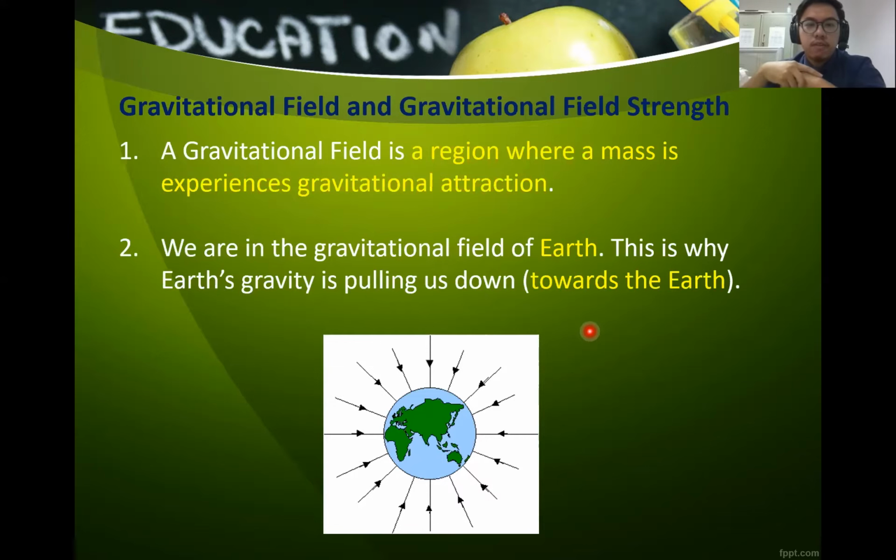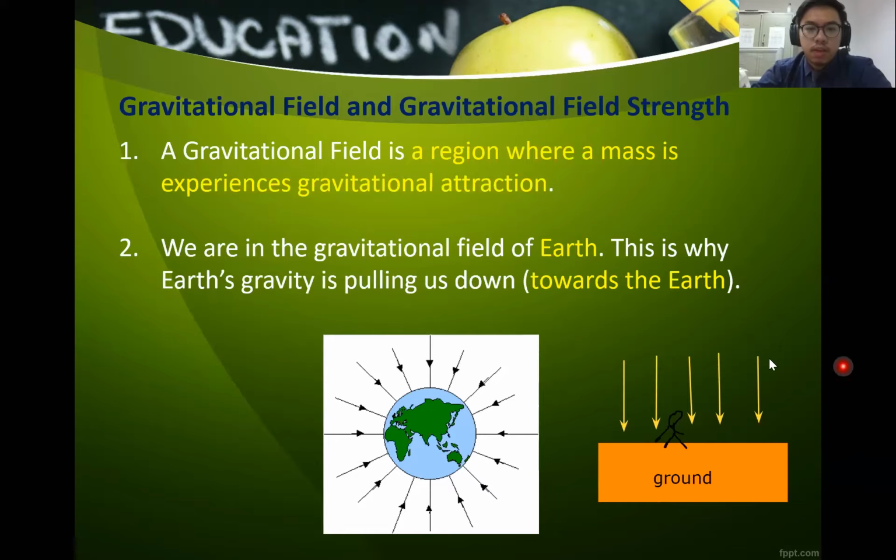We are in the gravitational field of Earth. Earth has gravity and therefore Earth has a gravitational field around it. This is why Earth's gravity is pulling us down towards the Earth. And this is what the gravitational field of the Earth looks like. It looks like arrows, and it's a radial field, a circular field, with arrows pointing towards the Earth because the gravity is pulling us towards the Earth. If we are on the ground, the gravitational field will look like this. Let me just draw it for you.